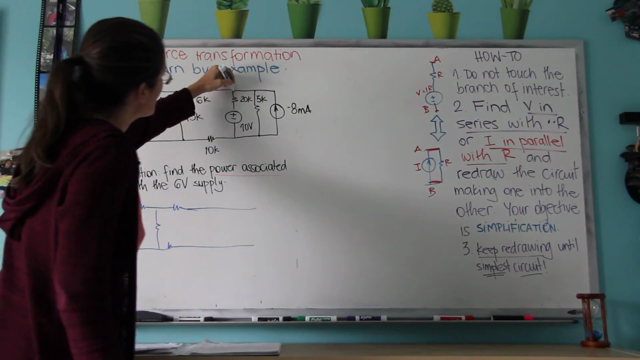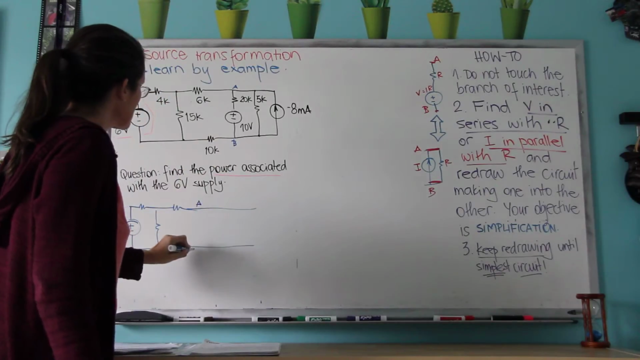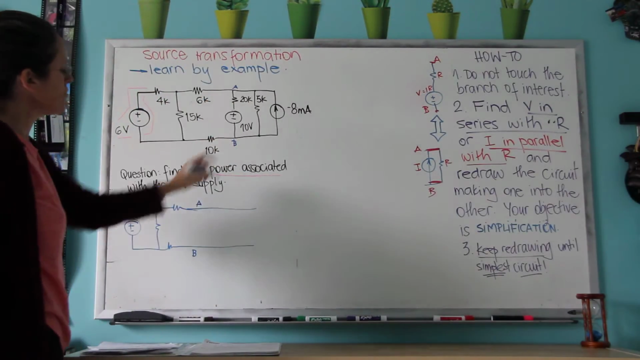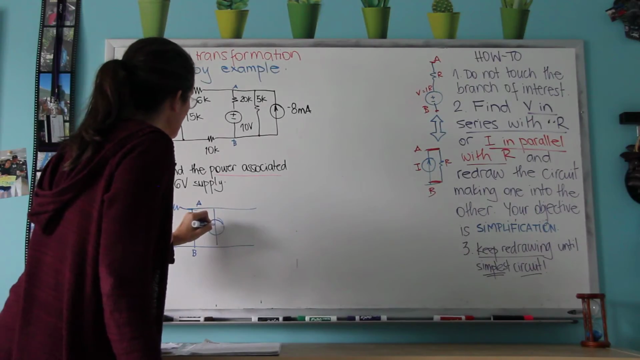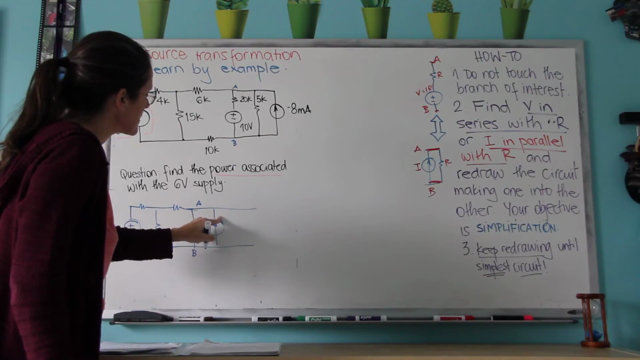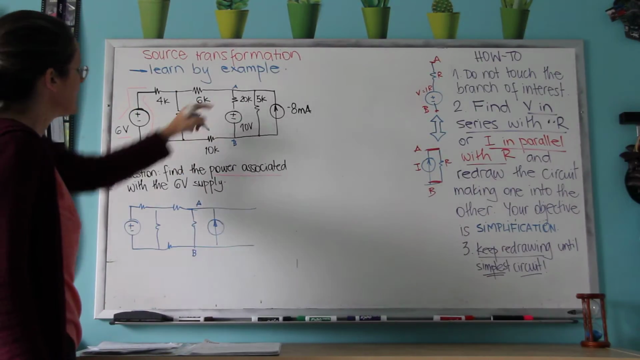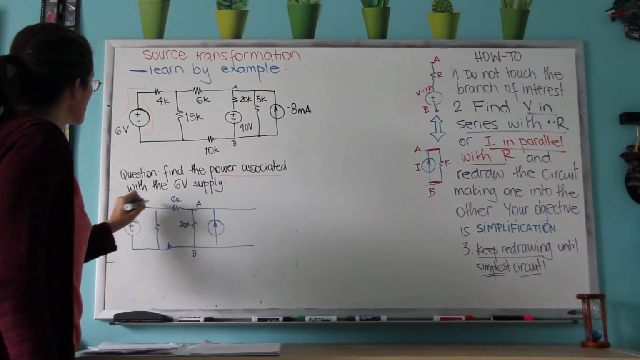So I am changing the circuit between node A and node B, but node A and B stay the same. And these two branches are what I'm going to now source transform. And this is the plus up on top on the 10 volts, so I'm going to make the arrow go in the same direction. This 20K I copy, as well as everything else.